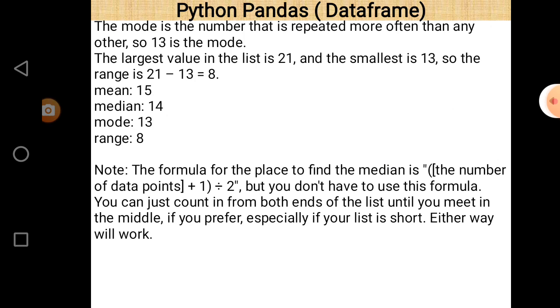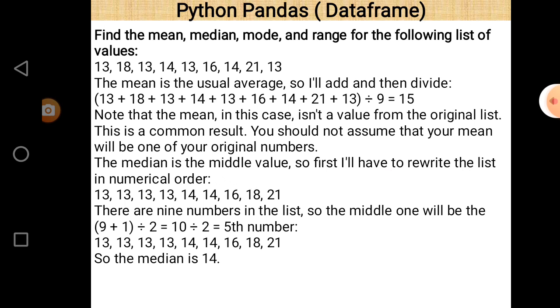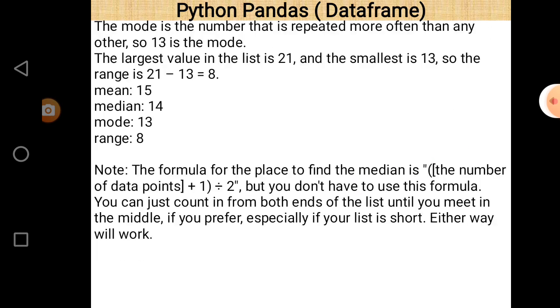In this case the largest value in the list is 21 and the smallest value is 13. And there is another calculation, the range. To find the range, it is largest minus smallest, means 21 minus 13, so 8. It is the range, and mode is again 13, because 13 appears 4 times, 14 appears 2 times, 16 appears 1 time, and 18 and 21 appear 1 time each. So this is the concept of mean, median, mode.